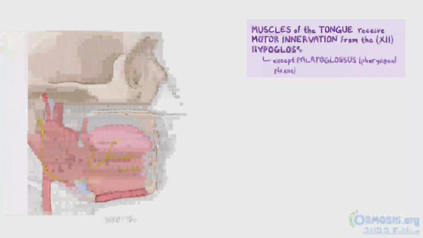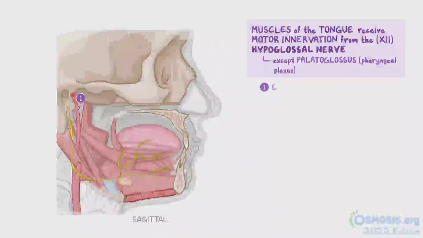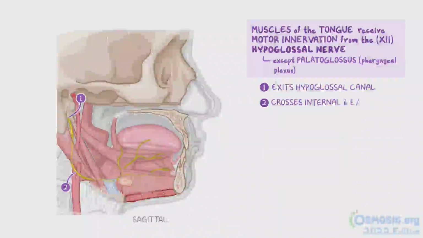Now let's talk about innervation. Okay, so all muscles of the tongue except the palatoglossus, which is supplied by the pharyngeal plexus, receive motor innervation from the 12th cranial nerve, called the hypoglossal nerve. After exiting the hypoglossal canal, the hypoglossal nerve heads downwards towards the inferior angle of the mandible, crossing the internal and external carotid arteries laterally, and it sits medial to the posterior belly of the digastric muscle.